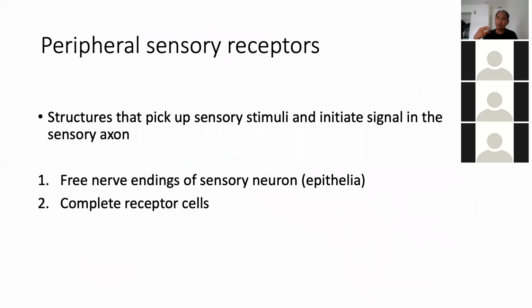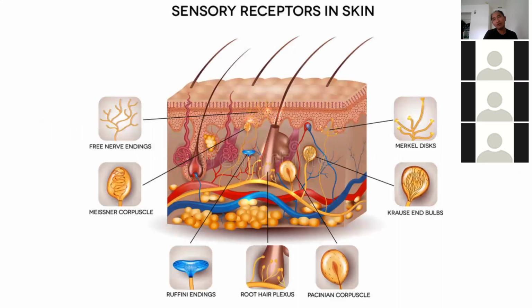Let's start with the peripheral receptors. What is a receptor? These are the structures that pick up stimuli, such as the touch sensation, the pressure sensation, the temperature sensation, so any stimuli. These receptors are structures that pick up the sensory stimuli and initiate the signal in the sensory axon, so it will go along the sensory neuron. The receptor could be just anything, like a free nerve ending or a well-prepared complete receptor cell. So let's go and look at that.